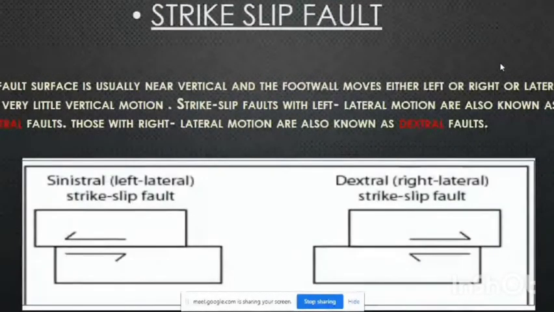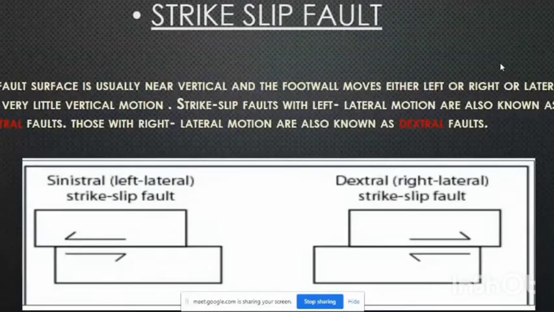Strike slip fault. The fault surface is usually near vertical and the footwall moves either left or right, or laterally, with very little vertical motion. Strike slip faults with left lateral motion are also known as sinistral faults. Those with right lateral motion are also known as dextral faults.